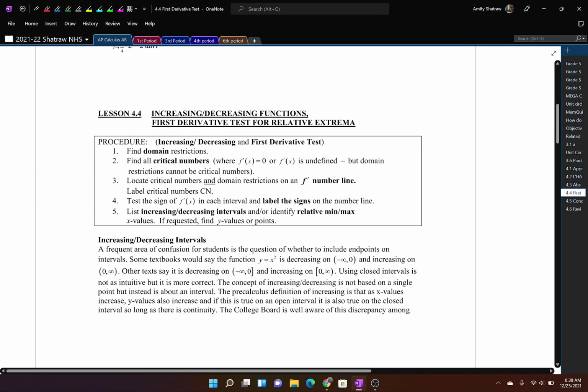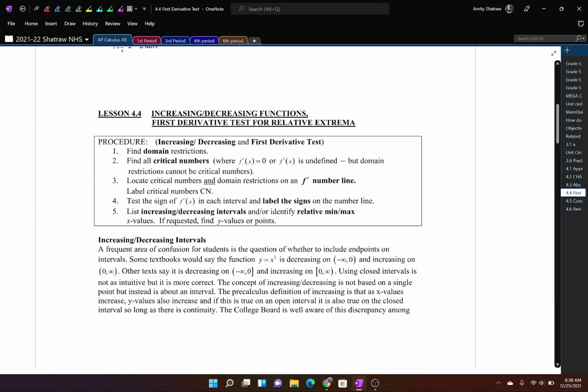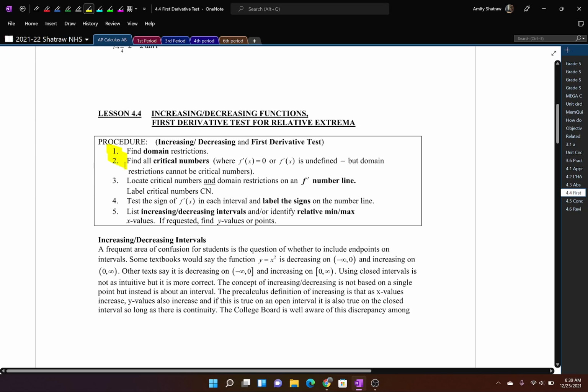Lesson 4.4 is going to show you the first derivative test, possibly one of the most important concepts of the year. We wrap up all of the understanding that we have about functions and derivatives, and we are now able to work on applications of what derivatives mean in the real world. So the first derivative test, there's a process here, and I definitely want to follow it.